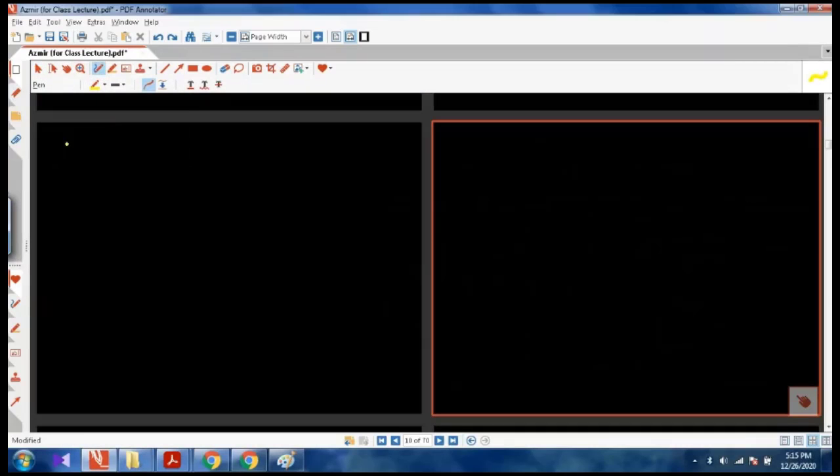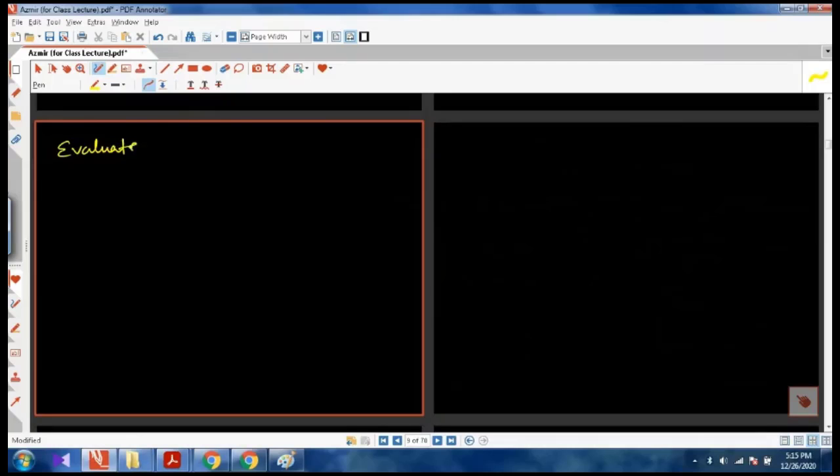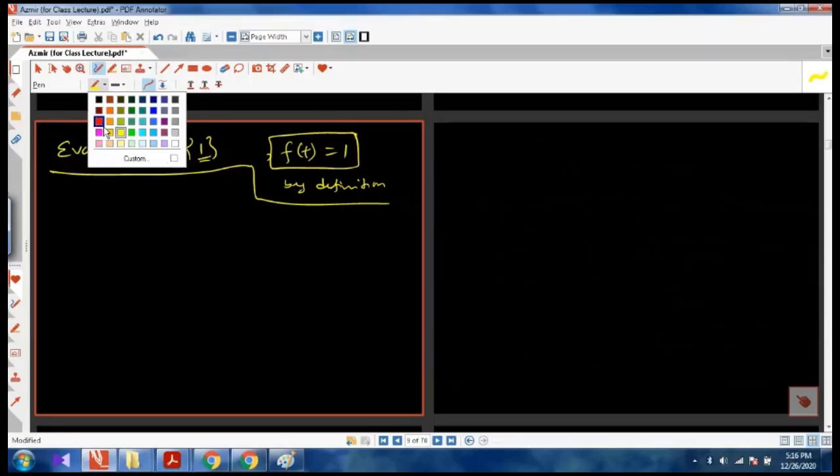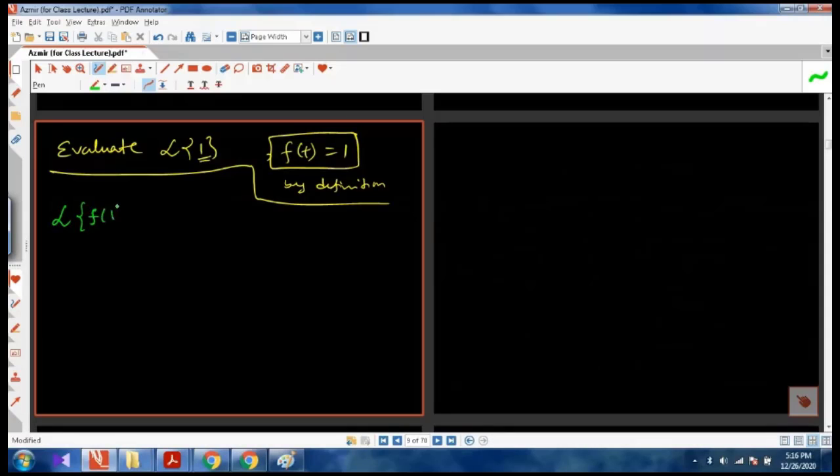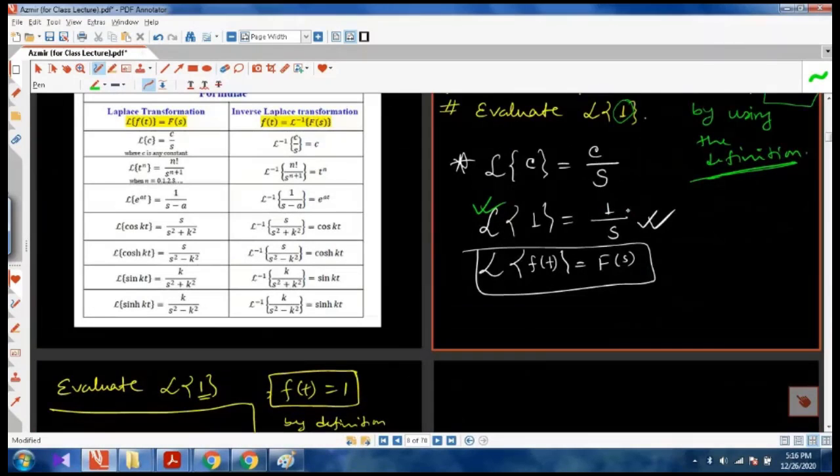So we are going to solve the Laplace transformation of 1. That means this is the function where f of t equals 1, by using the definition. So we know that by definition, the Laplace transformation of f of t, you can see the result is already in our hand. But since the definition is mentioned in the question, you have to show the whole process.